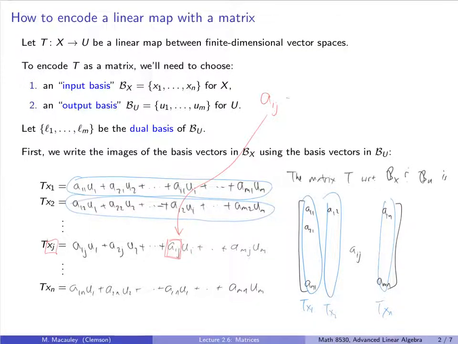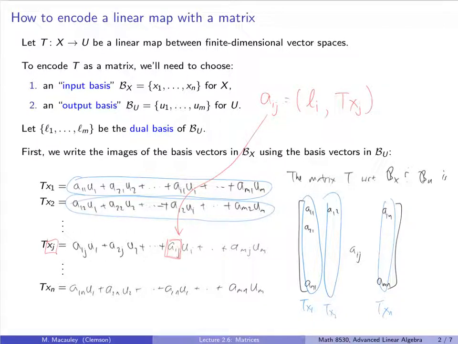So remember how to do that. In general, if you want to pick off the coefficient of the ith basis vector, we take the ith element in the dual basis. So that's going to be li, which is in the dual basis of BU. So aij is quite literally what we get by applying li to T xj. So I like to think of this in the order that we do it. We start with xj, we apply T, and we pick off the ith coordinate.